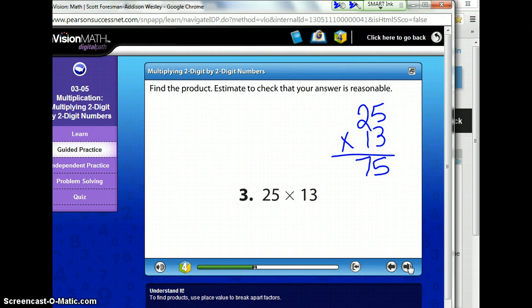$75. Your second partial product? $250. Good work. Added together, your final product is $325. Put your thumb in the air if you got this one right.